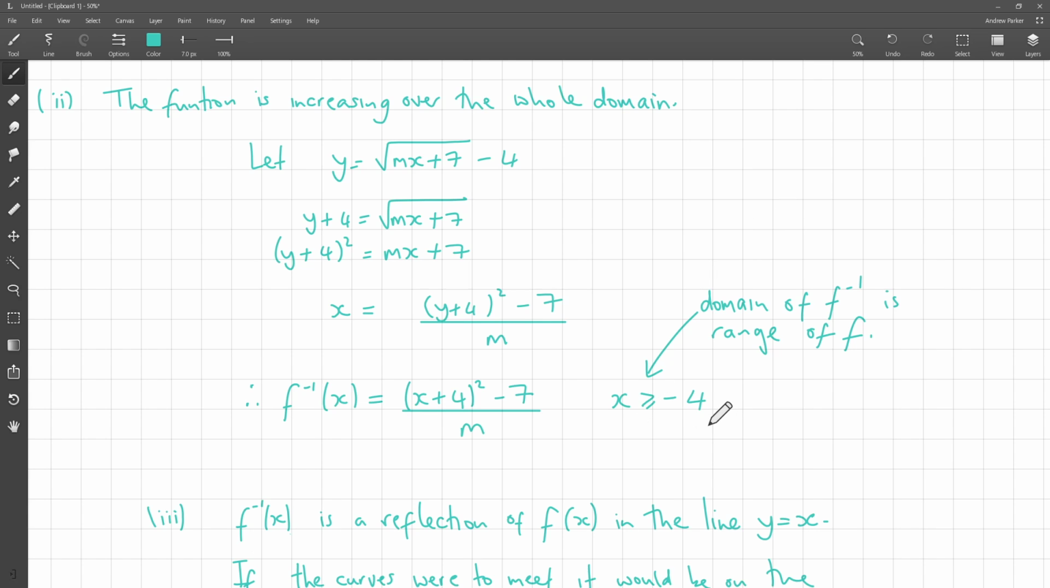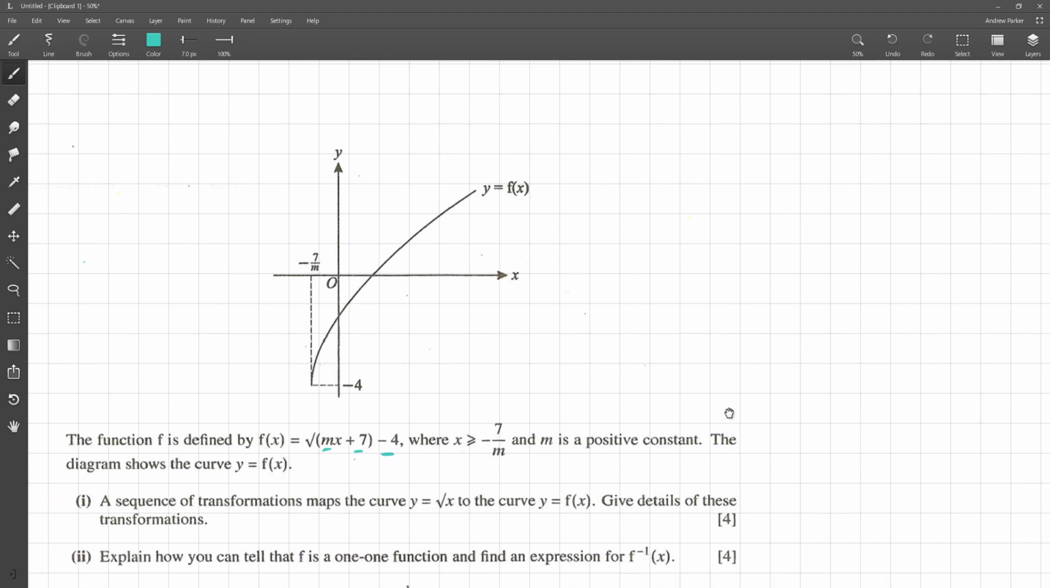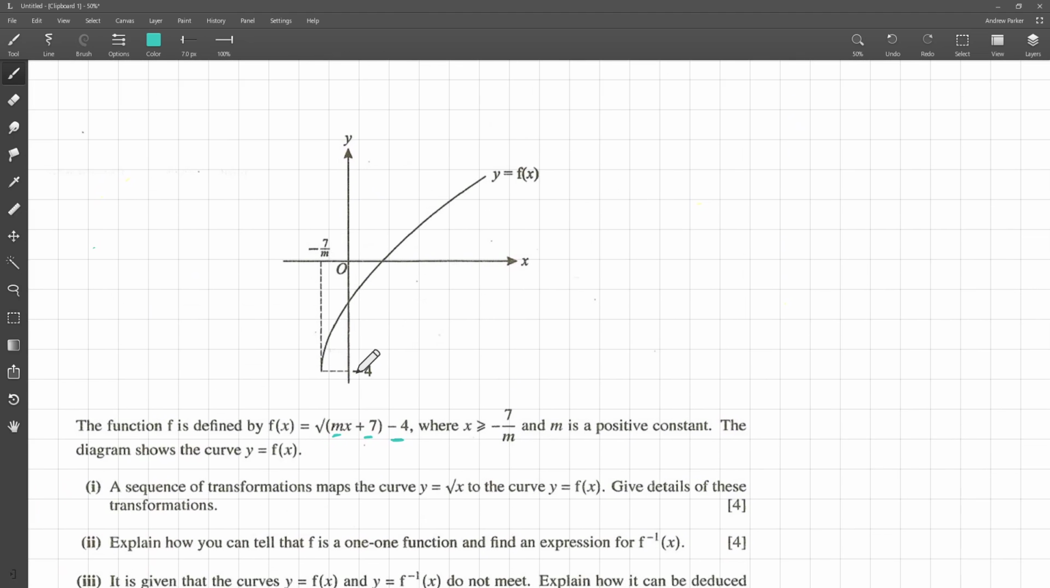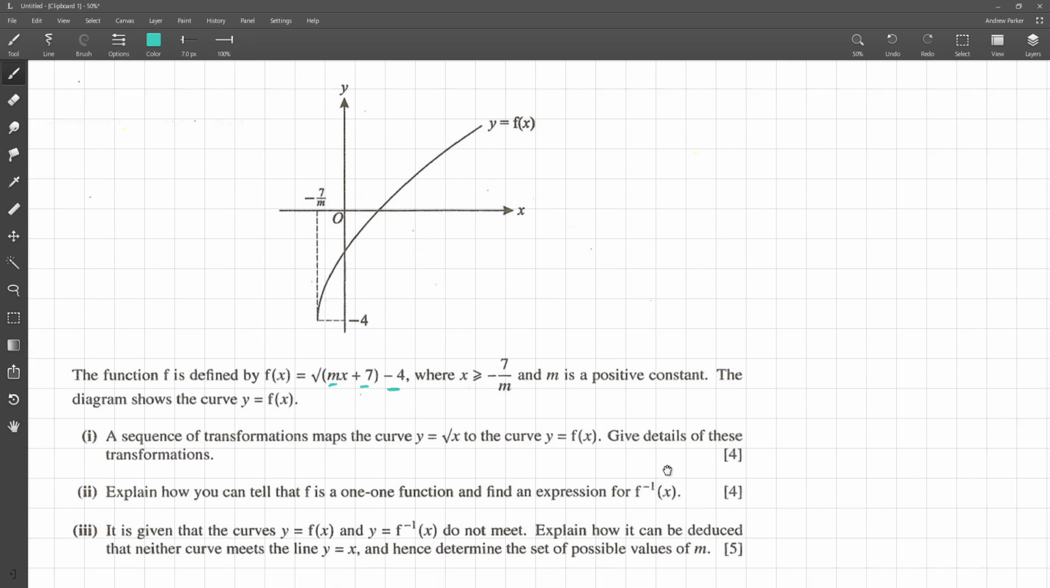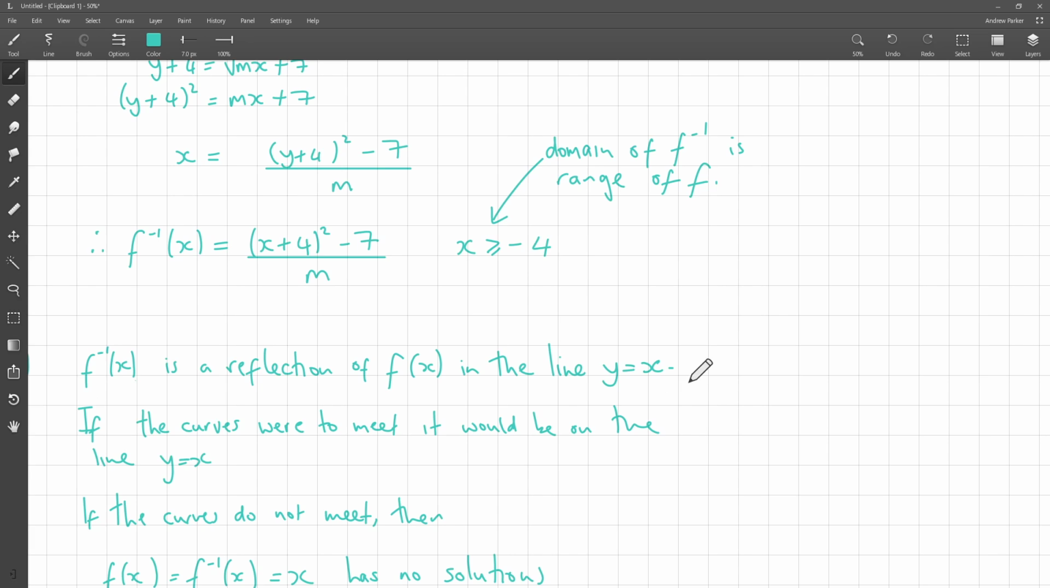So how did I know it's x equals minus 4? Well, if I go back to the graph, the range of the original function is x is bigger than or equal to minus 4. And so if the range of the original function, f, is minus 4, then that tells me what the domain of the inverse function is. X is bigger than or equal to minus 4.